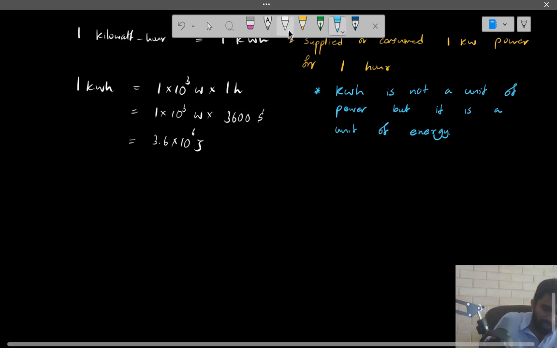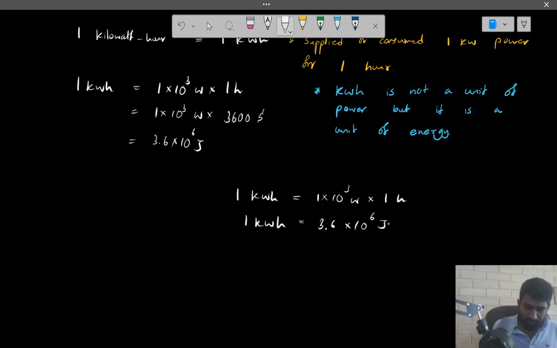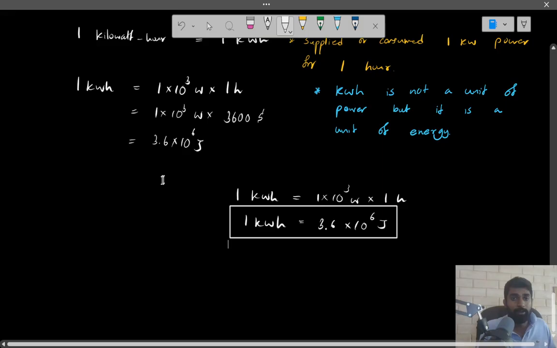Either way, you should know that 1 kWh can be written as 1 times 10 to the power 3, as I told you, watts for 1 hour. So if you simplify this one, I'm not going to simplify it again, 1 kilowatt hour is given by 3.6 times 10 to the power 6 joules. So if I divide both sides by 3.6 times 10 to the power 6 joules, this is one way that you can convert kilowatt hour into joules. You just need to multiply it by 3.6 times 10 to the power 6. I'll show you how we can do it.